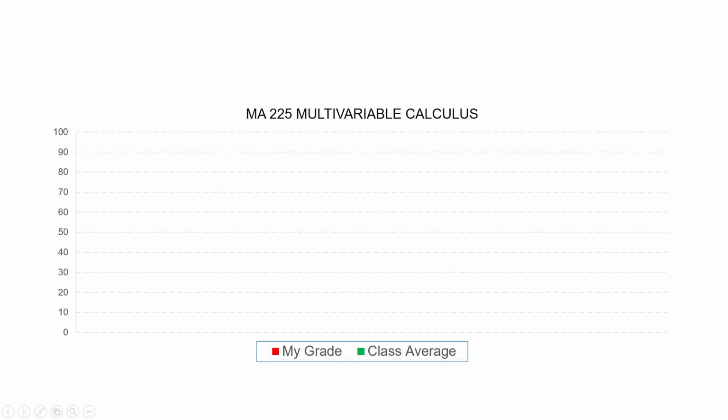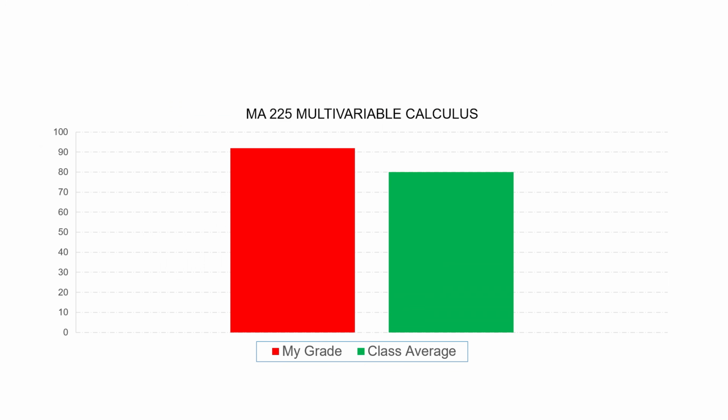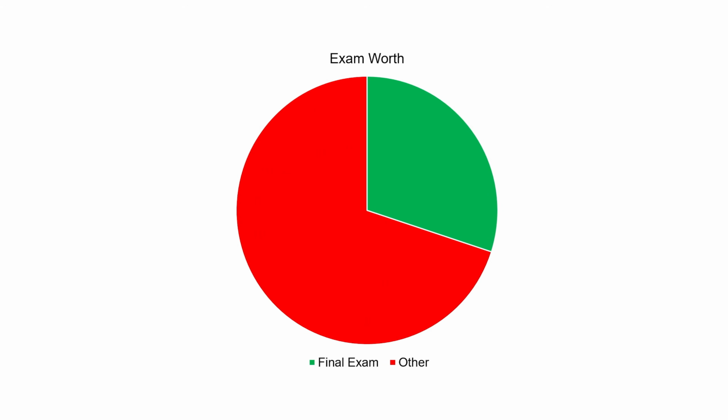I made sure to spend no more than 12 minutes on each question. My final score was a 92 out of 100, or 92%, and the class average was 80%. This exam was worth 30% of our final grade. I needed to do particularly well on this final exam because I scored below the class average on a previous midterm exam.